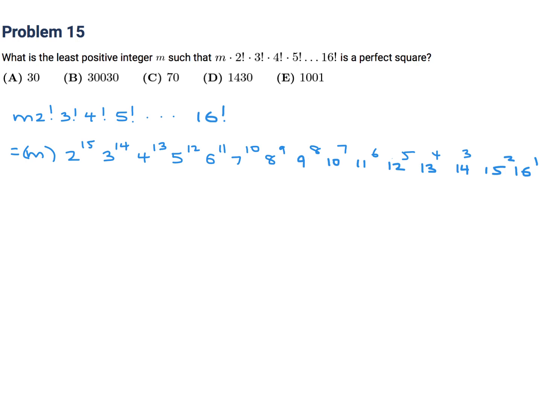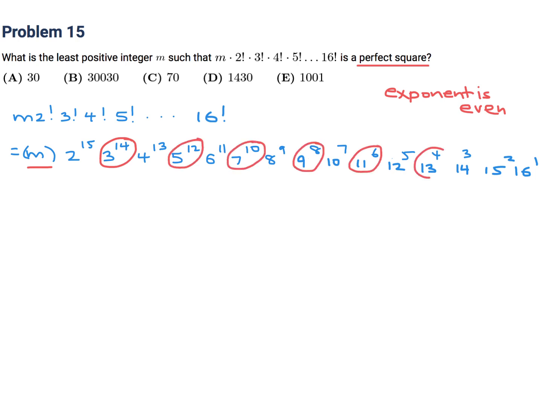Okay, now what we need to do is analyze this one step at a time. We want this to be a perfect square. Now, forget about m for now. We'll concentrate on m later. How many of these are perfect squares? Well, a perfect square is when the exponent is even. If the exponent is even, it's already a perfect square. So these are already perfect squares, so we can just get rid of them because we don't need to concentrate on them. Now what we're left with is what we need to concentrate on.